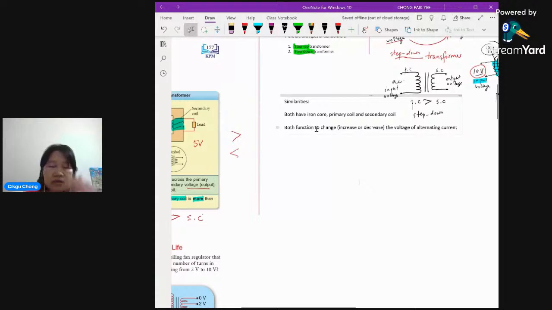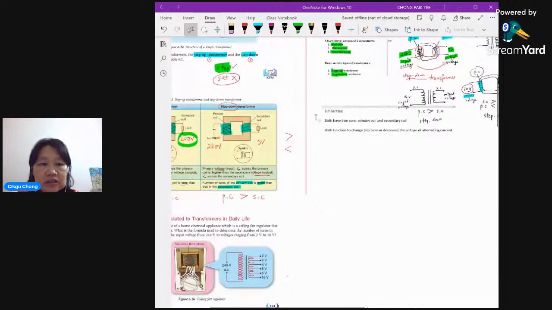So this is the similarity. Just put it all together, right? Iron core, primary core, secondary core is one on its own. The first one is about the structure. The second one is similarity in terms of function. They both change the current, change the voltage, of an alternating current. Okay, done, right? So this is one more thing I want to show you.